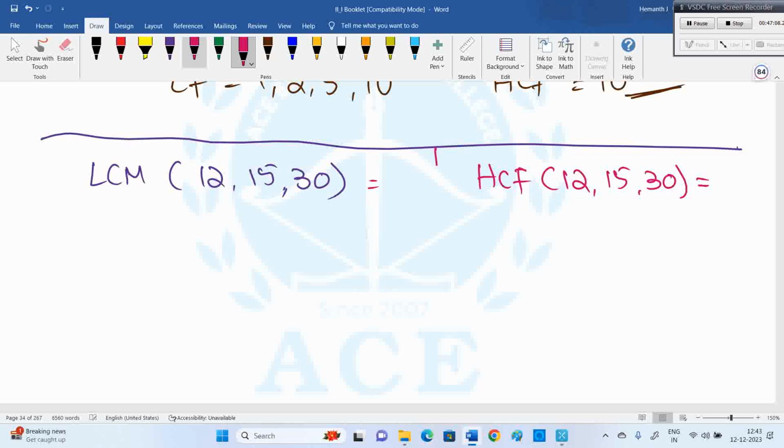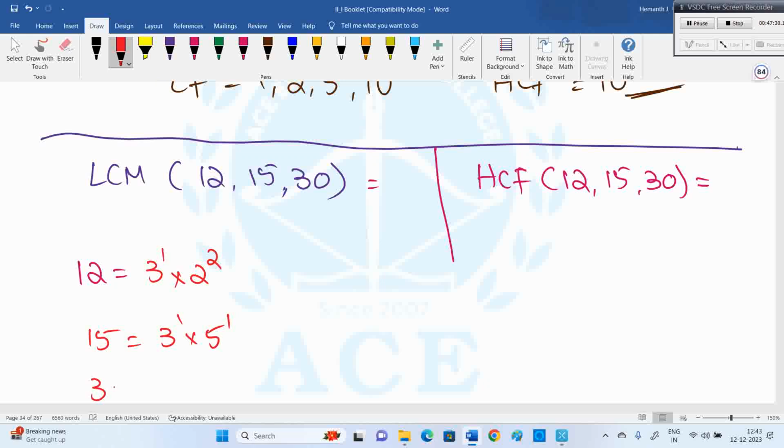Now the first job you need to do in the standard method is to write the given numbers as prime number powers. 12 in terms of prime number powers is what? 3 into 2 square. Prime number powers of 15: 3 into 5. 30: 2 into 3 into 5, or 3 into 2 into 5, anything, no problem. 2, 3, 5 or 3, 2, 5 is not an issue.